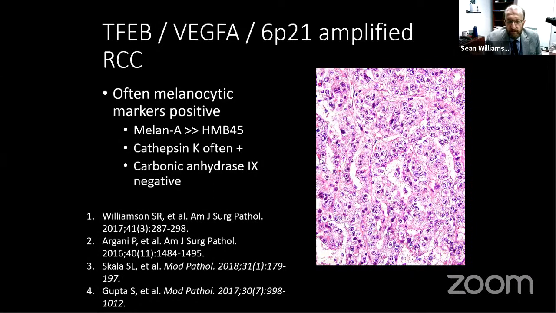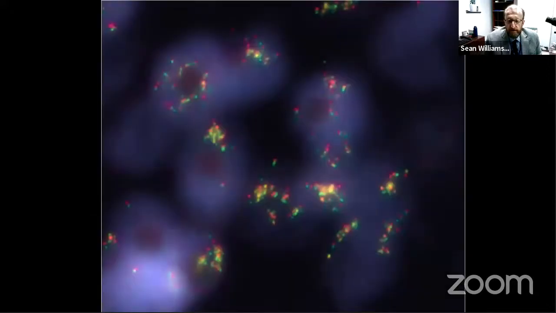Several studies that have recently been published on these found that melanocytic markers are often positive, especially Melan A. Cathepsin K is also often positive, again suggesting a similar pathway to the translocation renal cell carcinomas, which are often cathepsin K positive. And in contrast to clear cell renal cell carcinomas, carbonic anhydrase 9 is typically negative in these tumors. So if you have any of these markers available to you, if you're seeing a phenotype that doesn't fit with clear cell, it doesn't really fit with translocation renal cell carcinoma, this may be a diagnosis to consider.